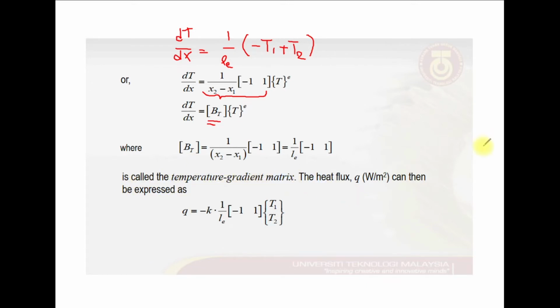So in this case, the heat flux Q can now be expressed as Q equal to negative k multiplied by 1 over the length of the element and multiplied by negative 1, 1 and multiplied by T1 and T2.